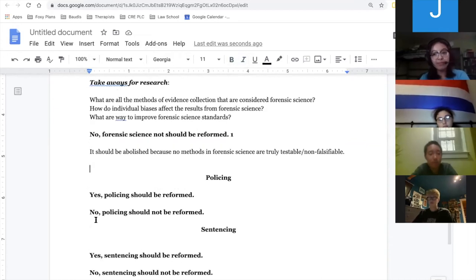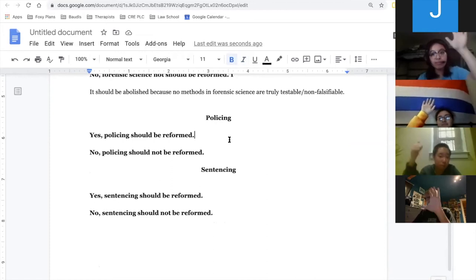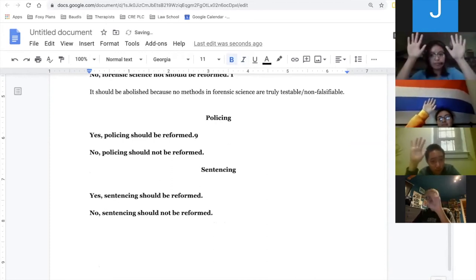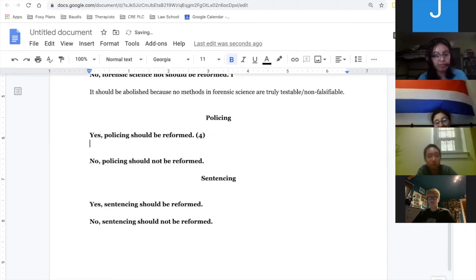All right. Let's move on to policing. So how many people do we got for yes, policing should be reformed? 4 out of 4. That makes my heart warm. Makes my heart very warm. So let's get into some reasons why policing might need to be reformed.